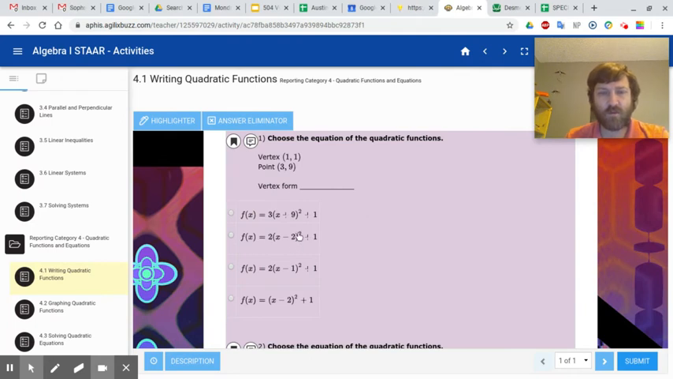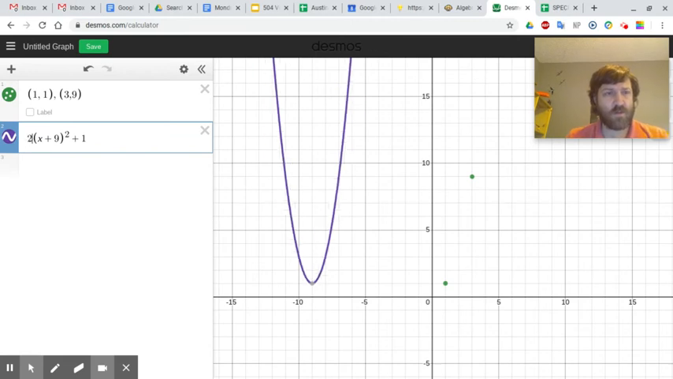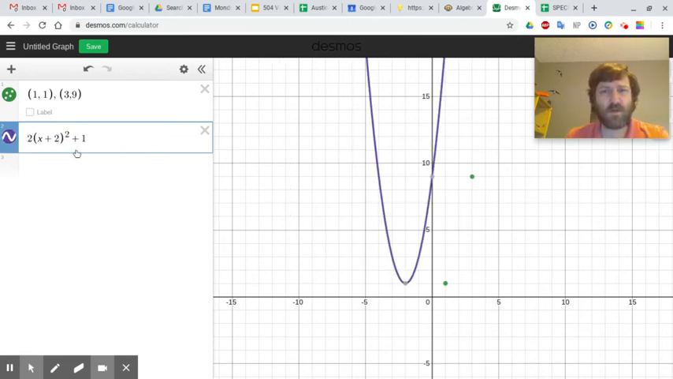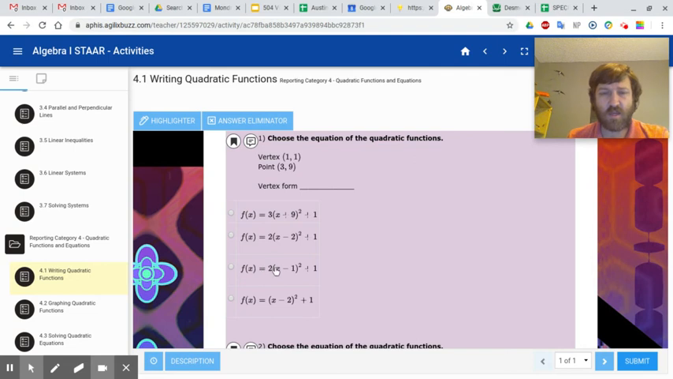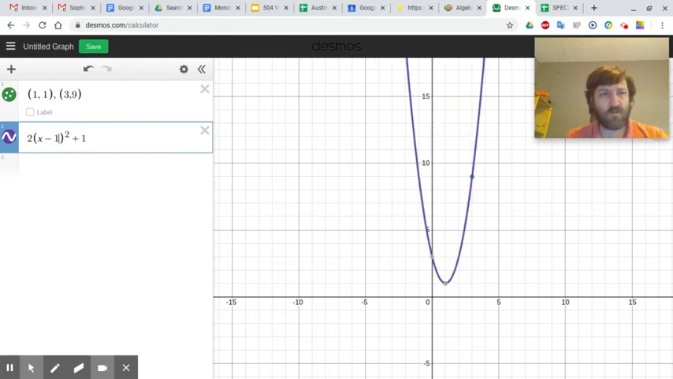2(x - 2)^2 + 1. So this needs to be changed to a 2, and this needs to be changed to a 2. Okay, still not there. Still shifted too far over this way. So let's take a look at this: 2(x - 1)^2 + 1. The 1 there is still the same as 2(x - 1)^2.